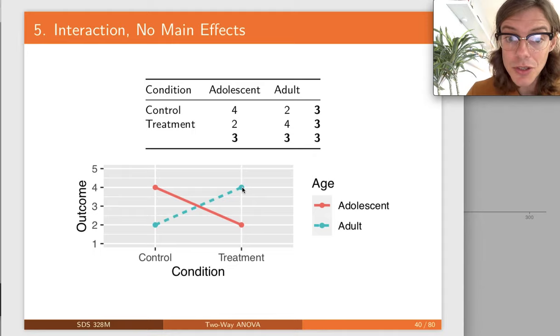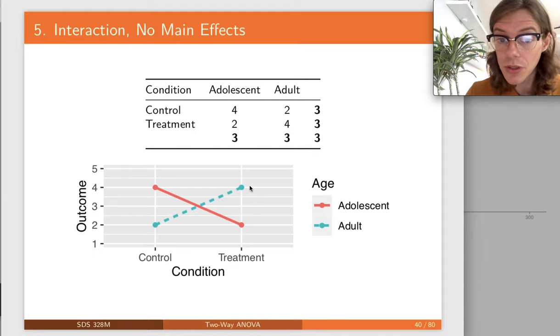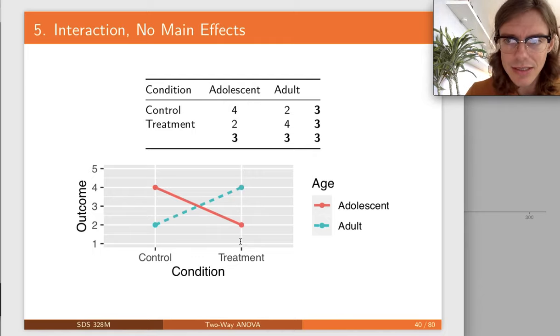But if you're an adult in the treatment group, it's the opposite. Your outcome gets better. So treatment is working for adults. It makes their outcomes better, but the treatment is actually hurting adolescents. Crazy, right? So that's huge.